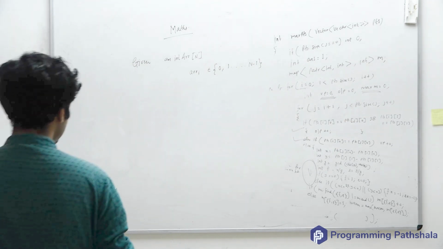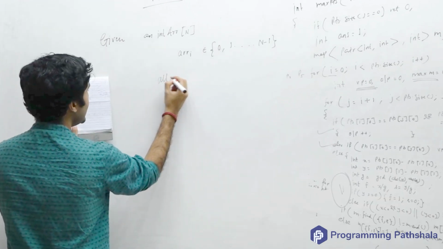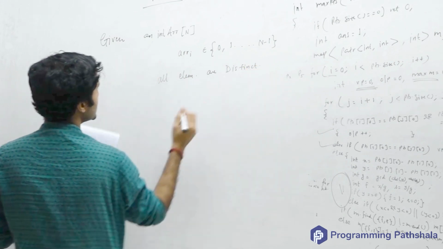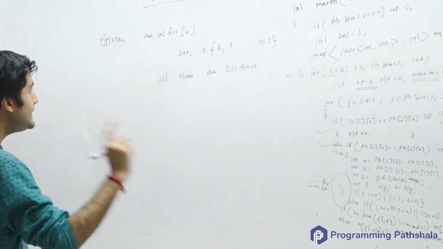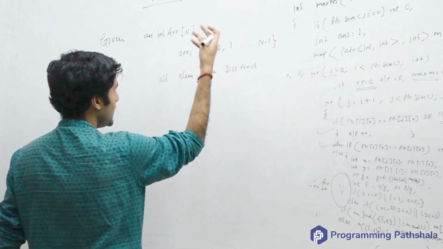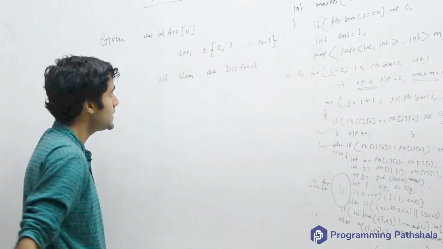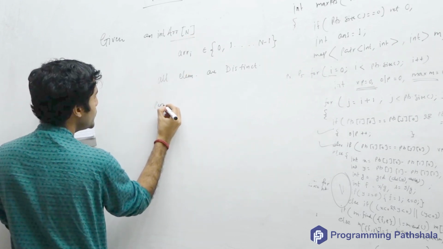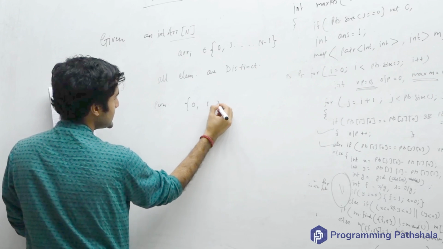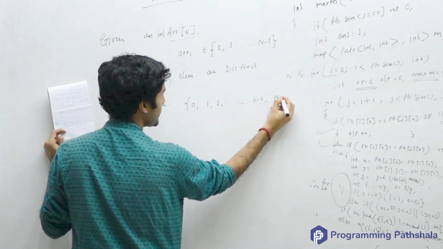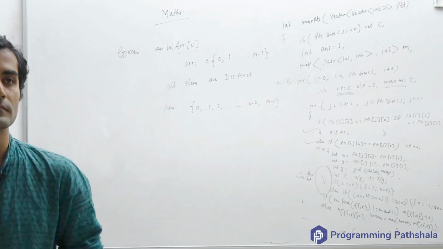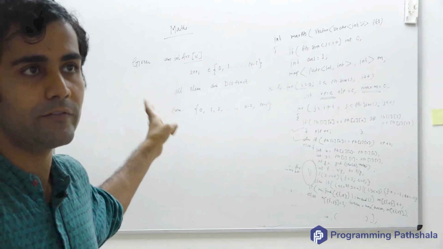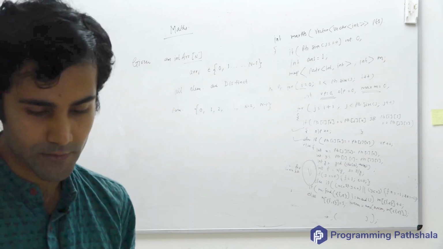One thing is also guaranteed: all the elements of this array are distinct, and any element is just a number chosen in between this range. So can I make a statement that this array will be nothing but a permutation of this set? I can say that, right? The array will basically be a permutation of numbers from 0 to n minus 1.